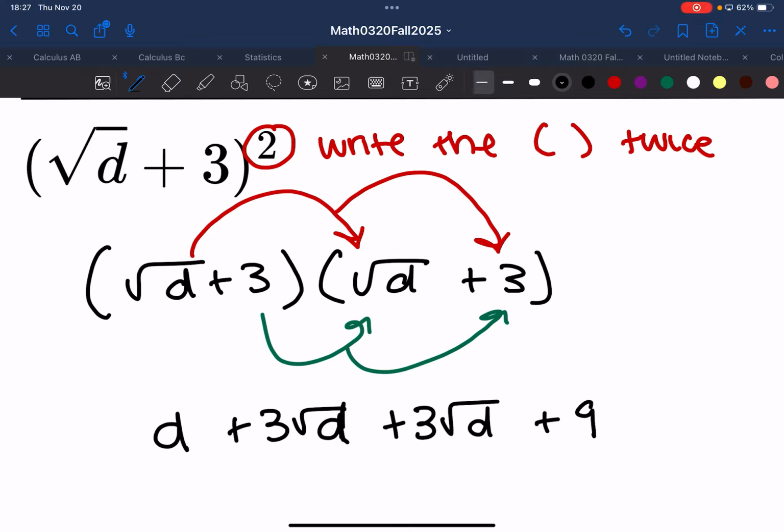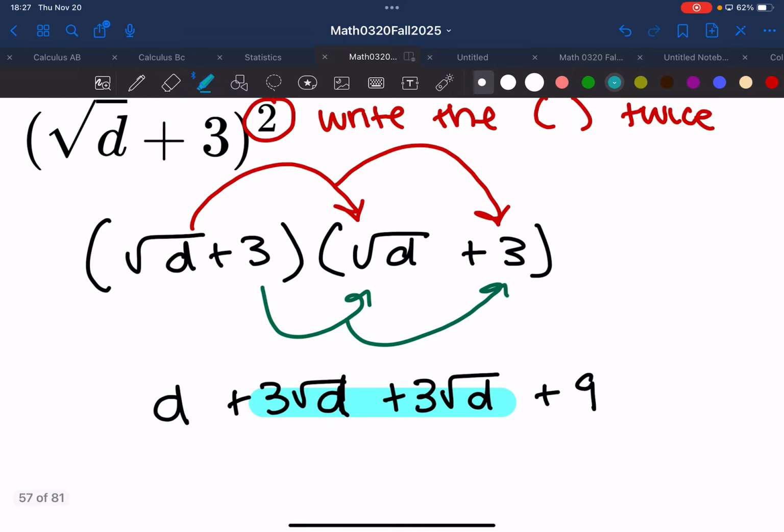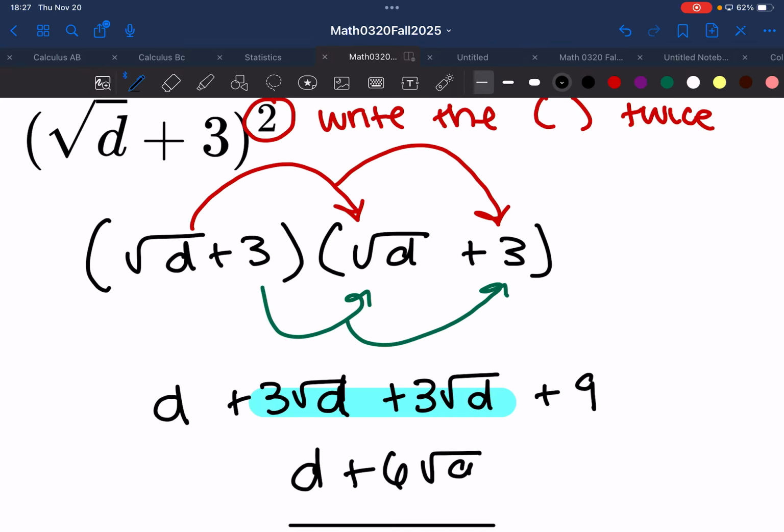9. So another reason this is a special case is because the only thing that you're going to be able to simplify is always adding those 2 middle terms. That's what you're always going to simplify. So if we're adding those 2 terms, since they're both the square root of d, we get what? 6. Good. So d plus 6 square roots of d plus 9. That is our answer.